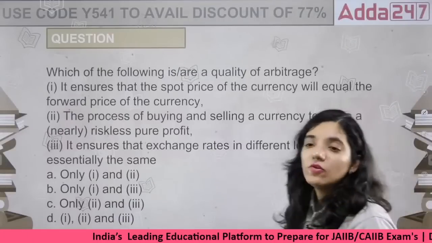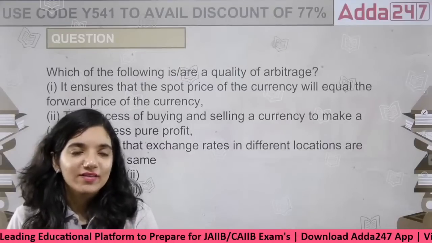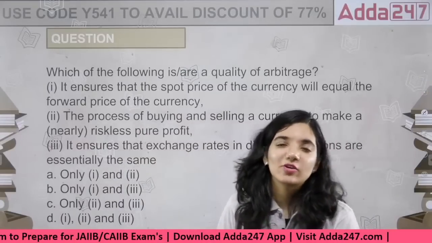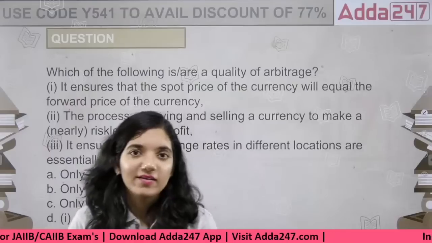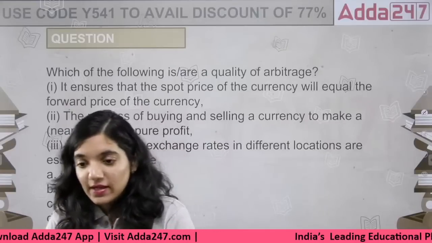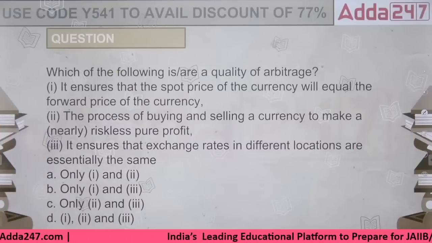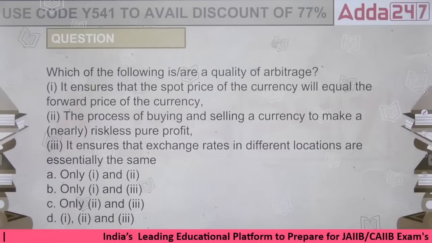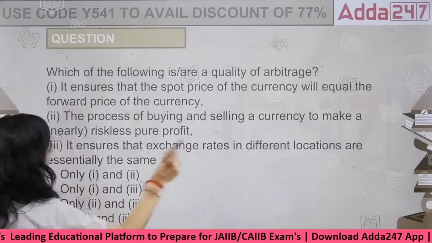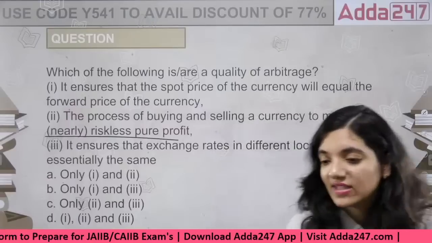Now, which of the following is or are the qualities of arbitrage? We've just talked about arbitrage. We just find out there are two different markets where the markets are not regulated properly or at least not centralized, and we found a particular opportunity through which we could make money, right? So as soon as we found that we can make money out of it, we'll collect it and make the profits. The options: it ensures that the spot price of the currency will equal the forward price of the currency; the process of buying and selling a currency to make a nearly riskless profit, because obviously you cannot make it completely riskless; and it ensures that the exchange rate in the different locations are essentially the same.